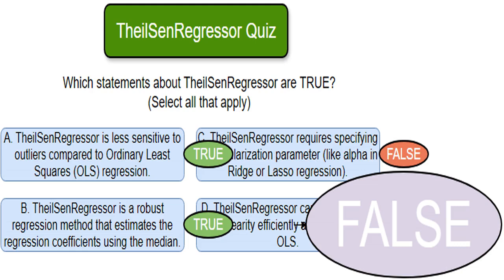Statement D is also incorrect. While TheilSenRegressor handles outliers well, it doesn't automatically solve multicollinearity, where predictor variables are highly correlated. Multicollinearity needs specific techniques like principal component analysis, PCA, or other regularization methods. Remember, robustness to outliers and handling multicollinearity are separate issues.